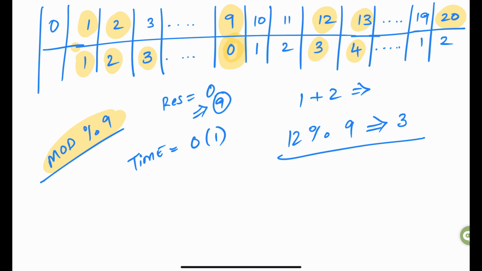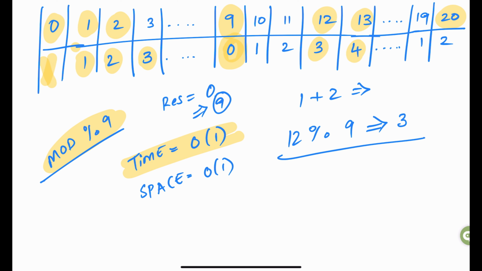It is not possible to have the sum of multiple digits resulting in 0. The only case that we will get a 0 is when the input itself is 0, in which case our output should also be 0. As discussed, the time complexity of this solution is O of 1 and the space complexity is also O of 1. I hope you were able to understand this solution.